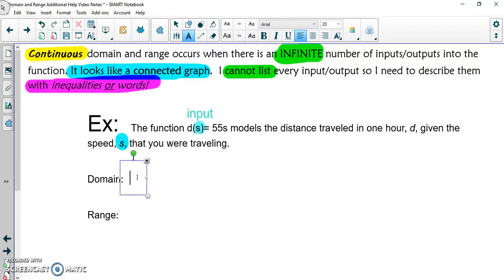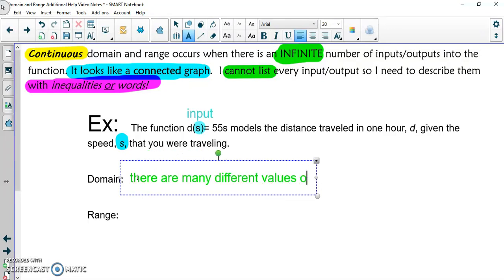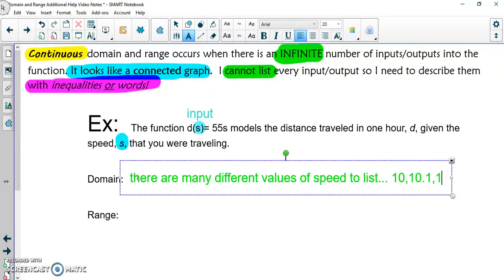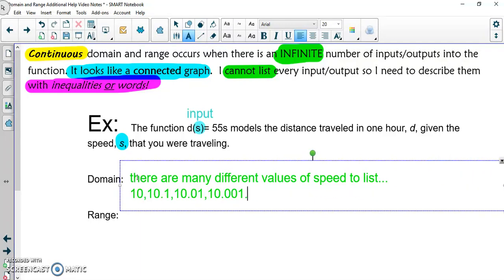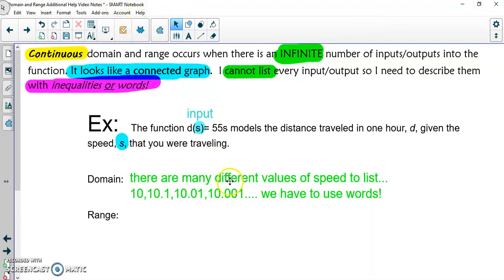And our thinking here is there are way too many different values of speed to list. Again, the idea is I could go 10 miles an hour, I could go 10.1 miles per hour, I could go 10.01 miles per hour, 10.000001. That list would never end. So because there's too many to list, we have to use words to describe them. So that's our thought on that.